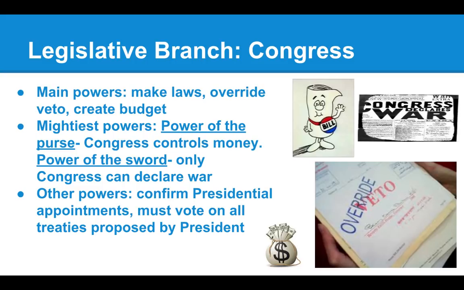Other powers, they have to confirm all presidential appointments, meaning, right, if the president is picking like a Supreme Court justice or someone to be the head of the agriculture department, he can nominate people, but Congress is the one who gets to vote and decide if they actually agree with that person. So it's helpful when a president has a Congress that he can get along with, and a Congress that sort of votes and feels the same way he does, because otherwise there's a lot of clashing and a lot of things are not going to get done well, and it's going to take a long time.